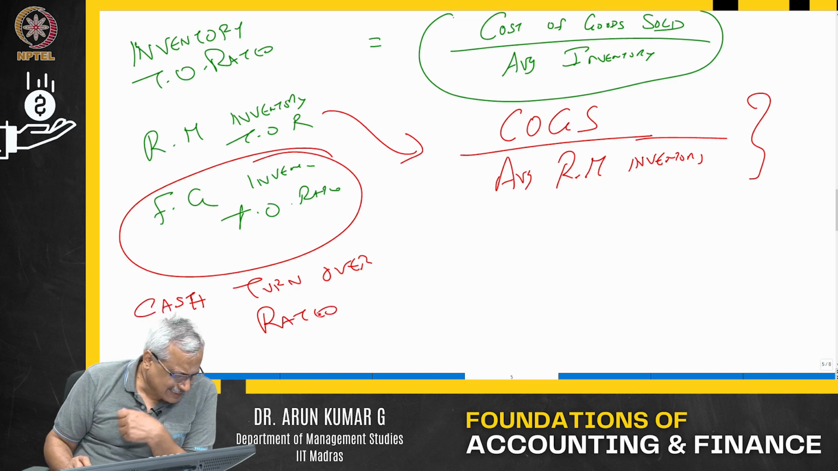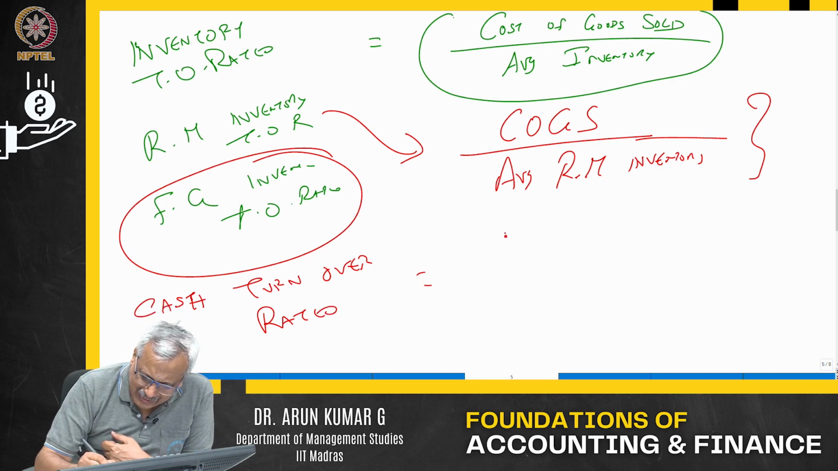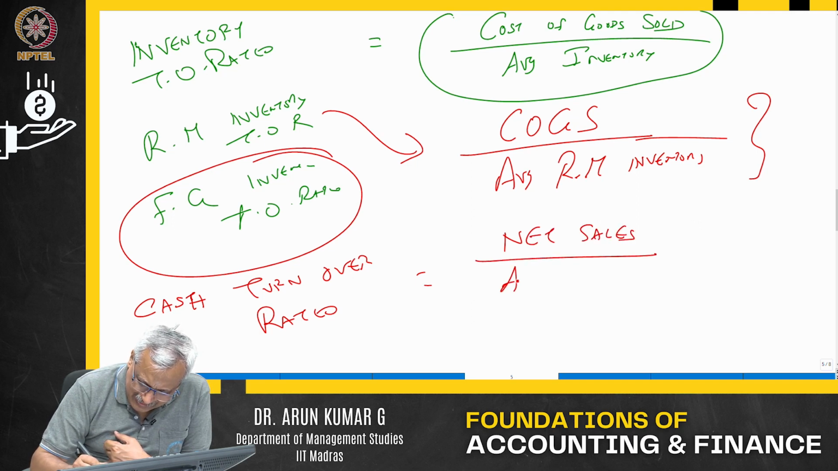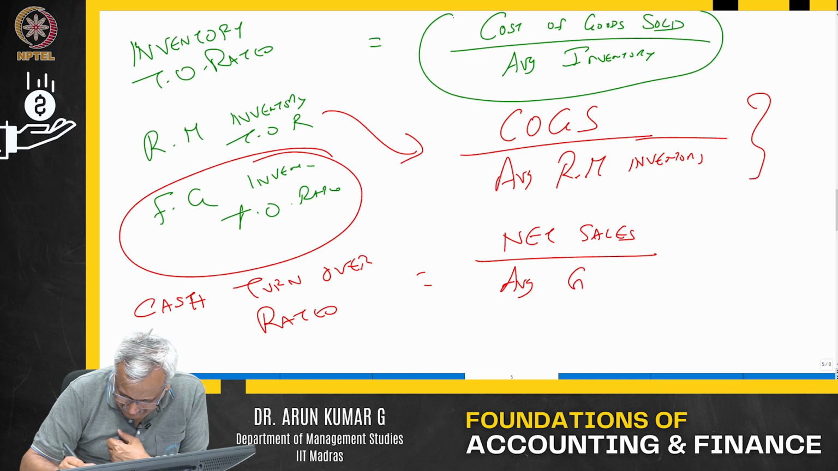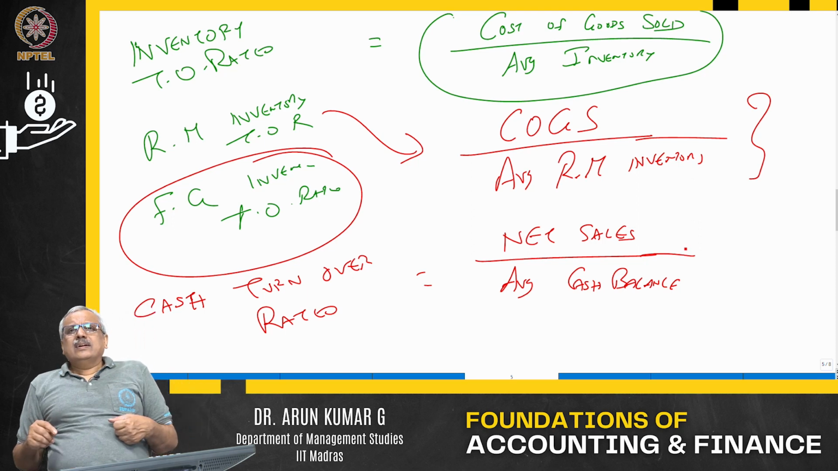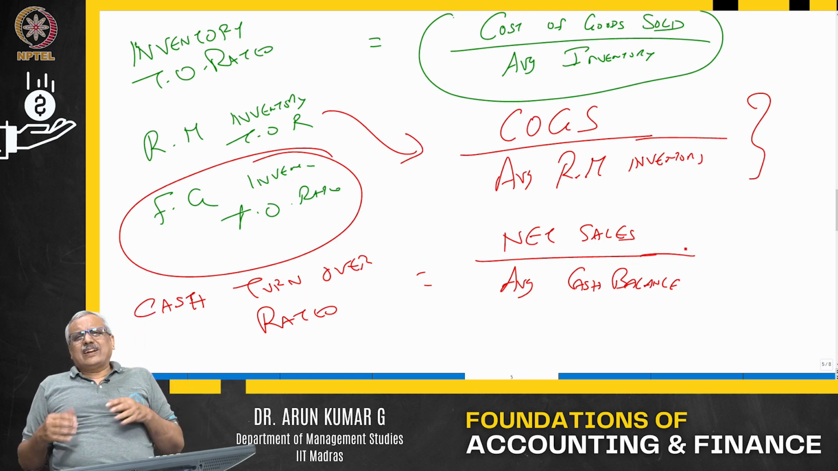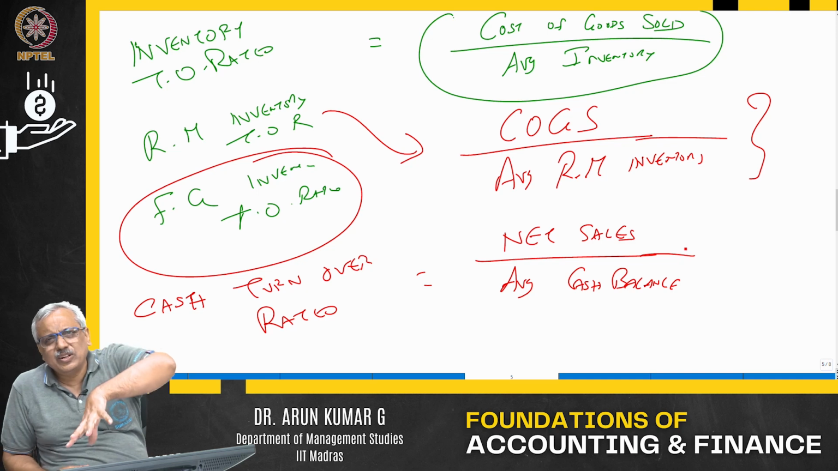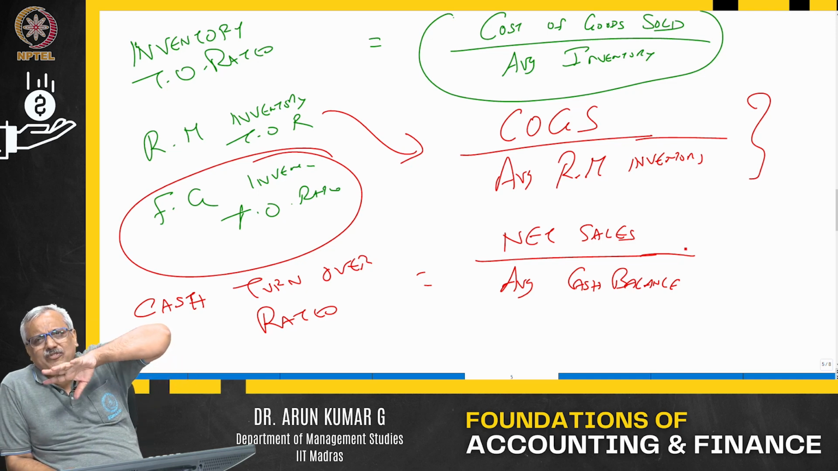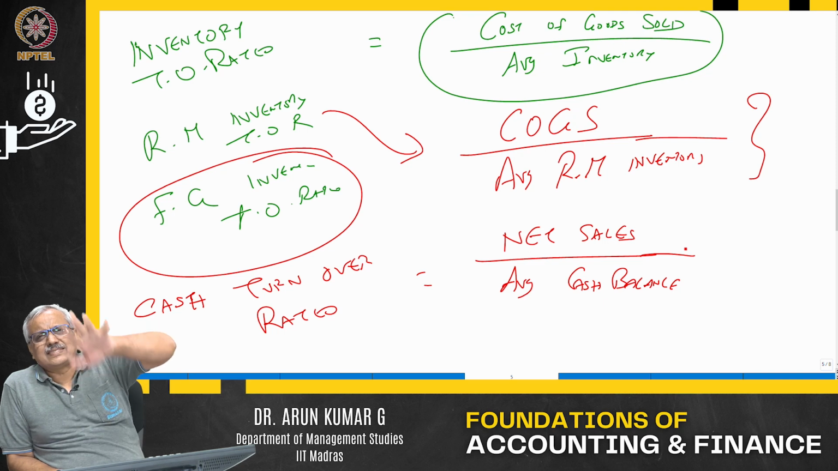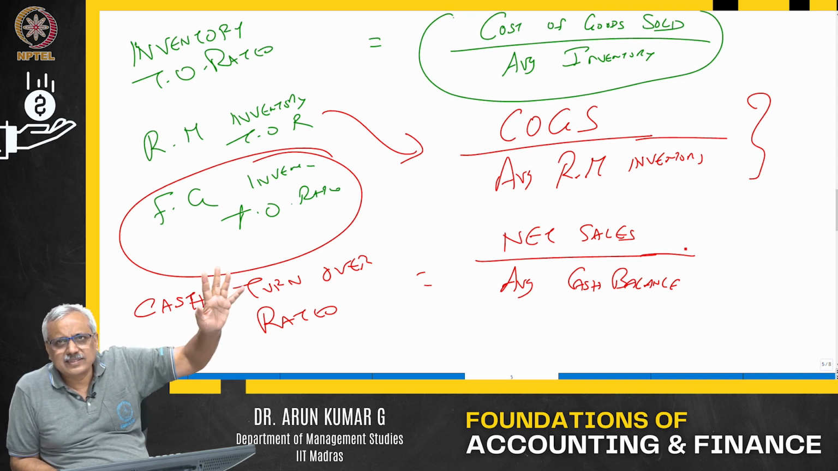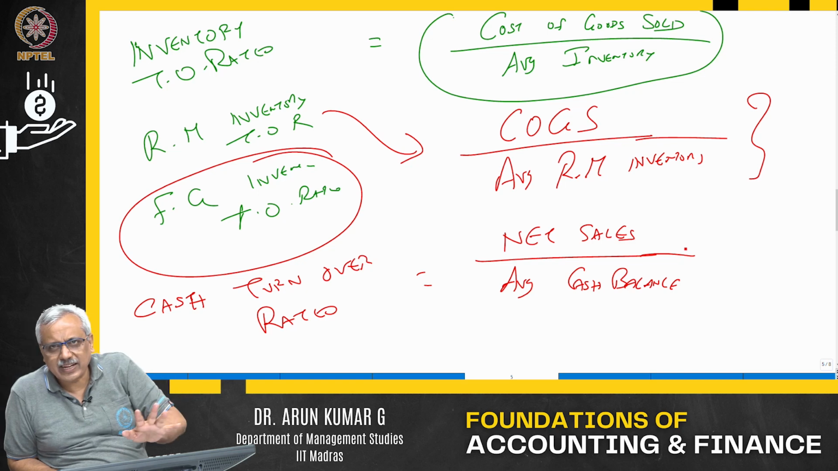What is the cash turnover ratio? That is net sales by average cash balance. Sir, why do I need to know? For example, imagine this is useless for industries where the purchase or sales do not take place in cash. This ratio is useless there.